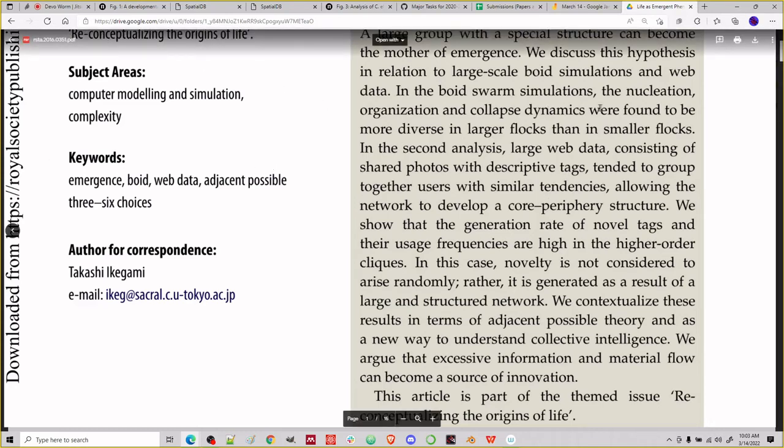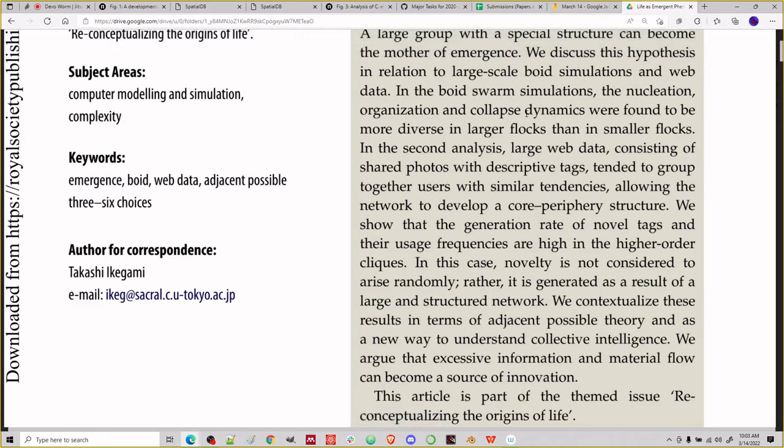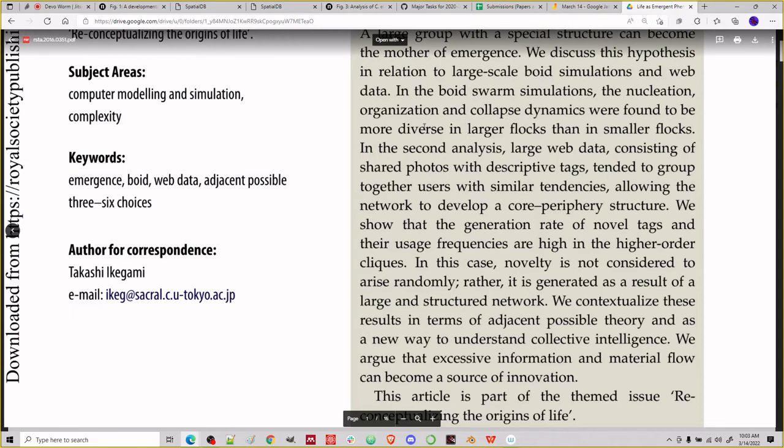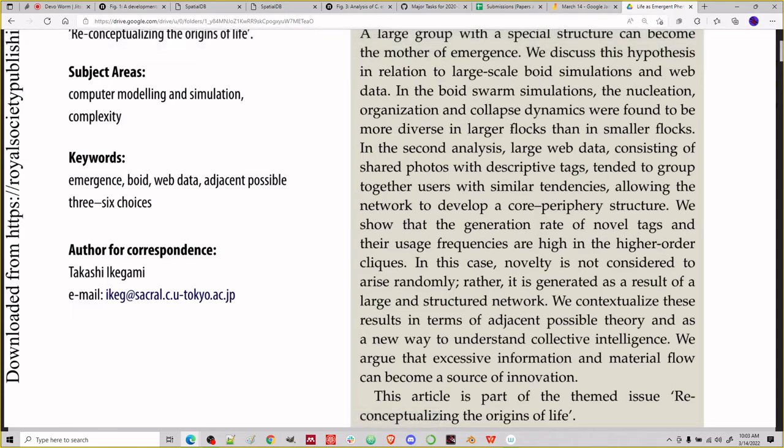So they found that in these Boid swarms, a lot of these dynamics, they say nucleation, organization, and collapse, they mean the patterns of the swarm. So a swarm is a collective of agents moving around in a coordinated fashion. Those swarms can collapse, they can nucleate into smaller swarms. Those are more diverse in larger flocks. So if you have more Boids, like say 1,000 Boids versus 100 Boids, there's a more diverse set of phenomena that you can look at.